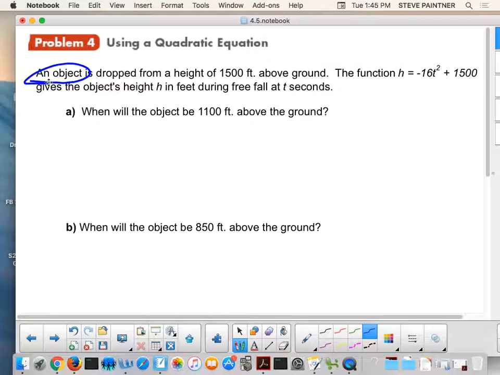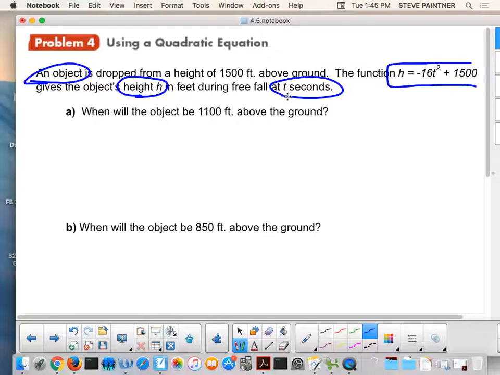An object, let's just say a baseball, is dropped from a height of 1,500 feet above the ground. The function h equals negative 16t squared plus 1,500 gives the object's height in feet during the free fall at t seconds. So we're comparing seconds to the height of the ball. So at 0 seconds, how high is the ball? 0? Is it on the ground? No, it's 1,500 feet up in the air.